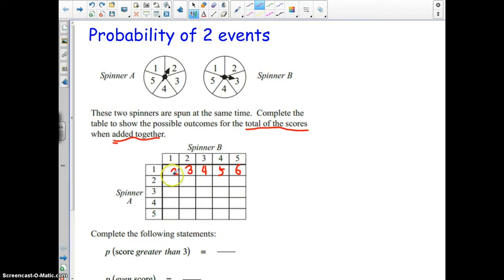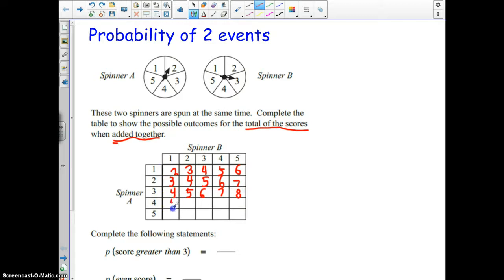And then that's 6. 2 plus 1 is 3. 2 plus 2 is 4. 2 plus 3 is 5. 2 plus 4 is 6. 2 plus 5 is 7. 3 plus 1 is 4. 3 plus 2 is 5. 3 plus 3 is 6. 3 plus 4 is 7. 3 plus 5 is 8.